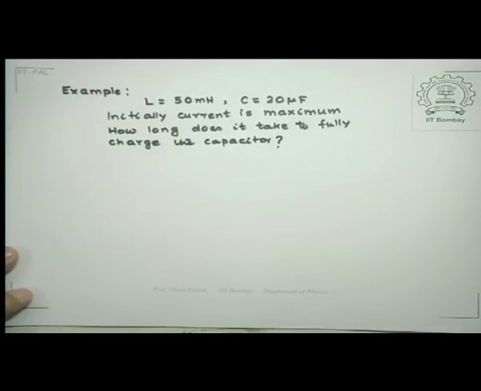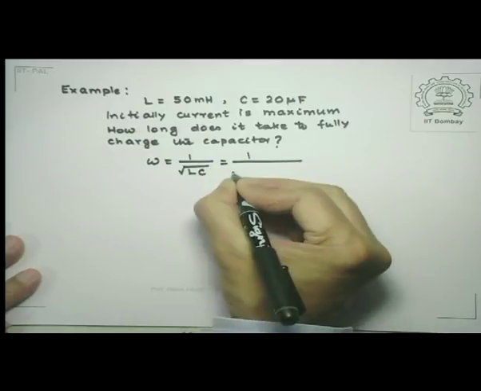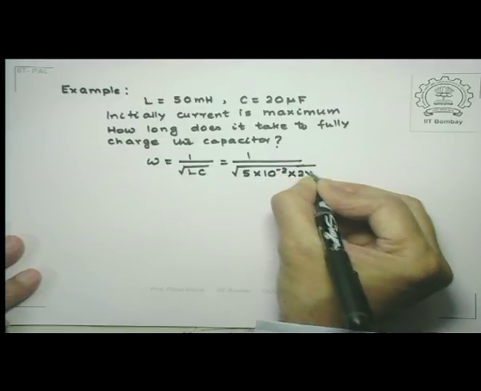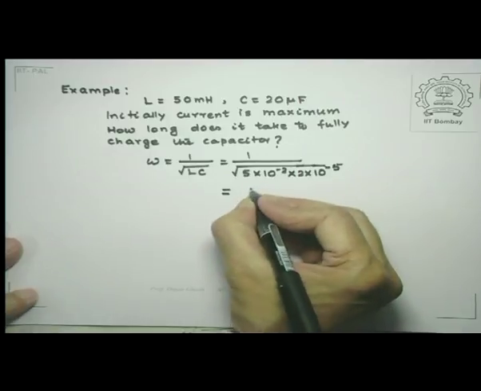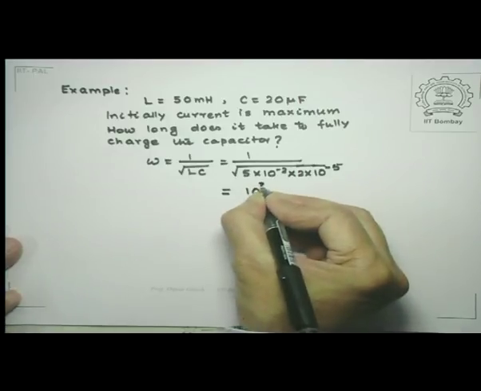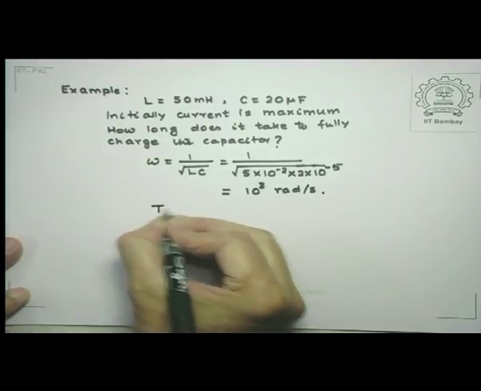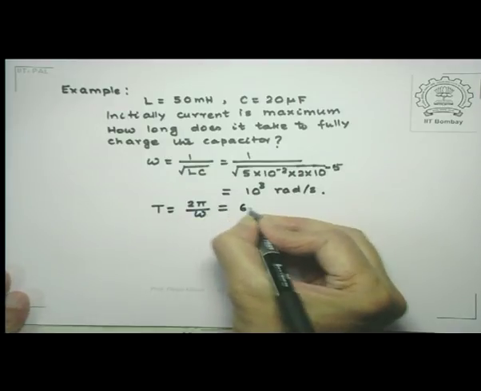Now notice that we have already pointed out that there is a phase lag between the magnetic energy and the electric energy, which is time T by 4. So here my omega is given by 1 over square root of LC, and that is 1 over square root of 50 millihenry, which is 5 into 10 to the power minus 2, and 20 microfarad, which is 2 into 10 to the power minus 5, and that is equal to 10 to the power 3 radian per second. So that tells me that the time period T, which is 2 pi by omega, if you substitute, you will get it to be 6.3 milliseconds.